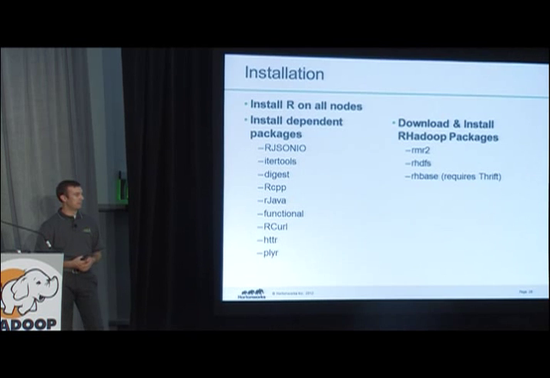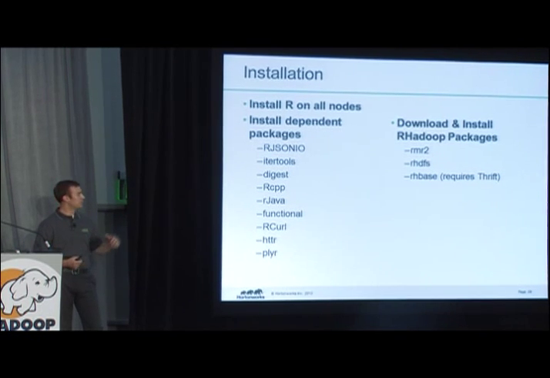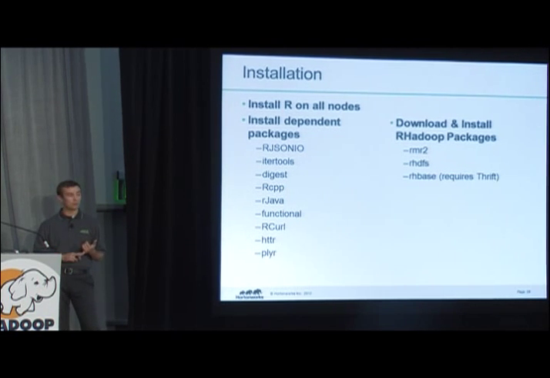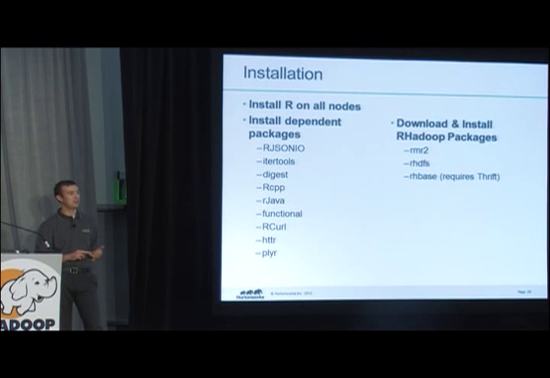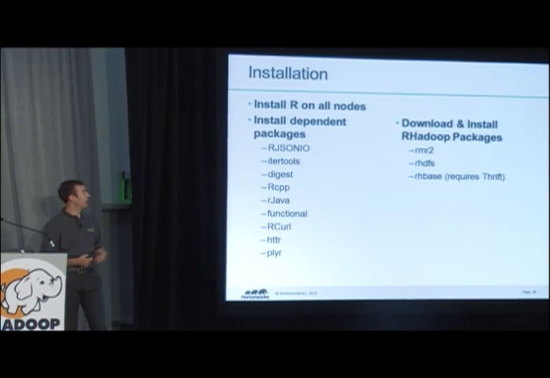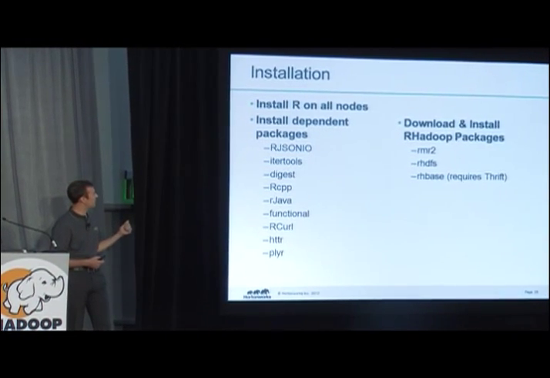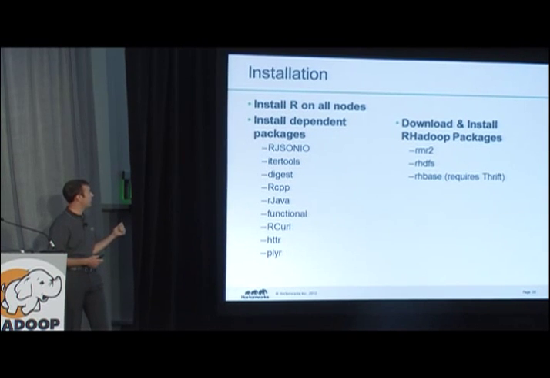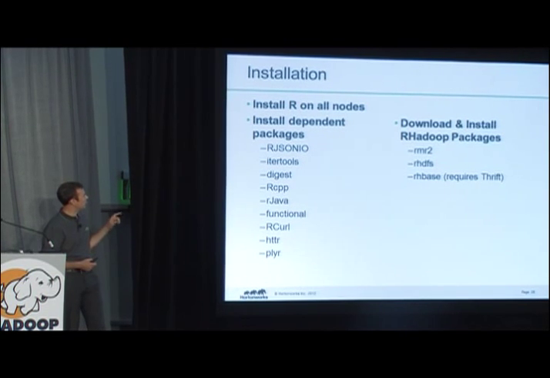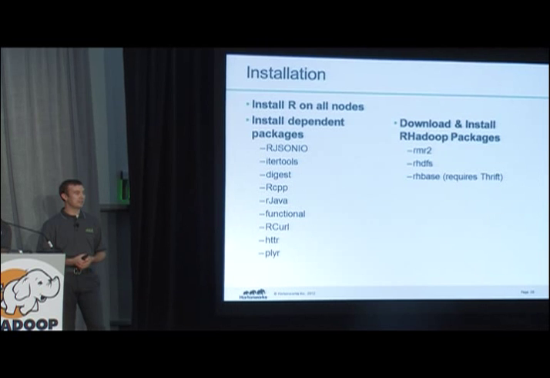We'll be producing some documentation and a white paper, as well as a blog post, that goes through more step-by-step details to help you understand A, what's necessary for RHadoop on your cluster, and B, how you can actually script that. But these are a list of some of the dependent packages we have for RHadoop today. Once those are installed, you can download and install the specific RHadoop packages you want directly from GitHub.